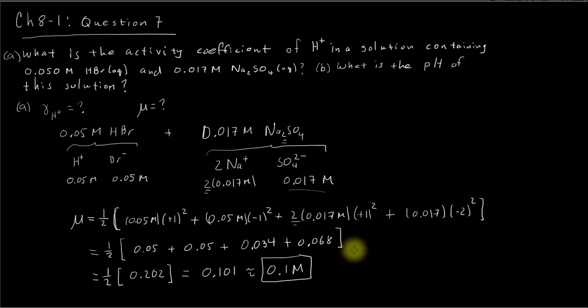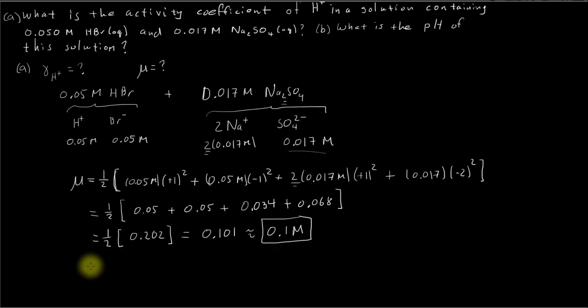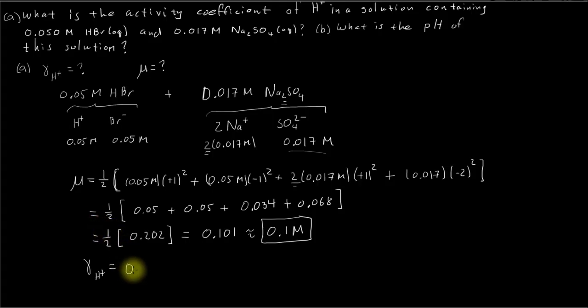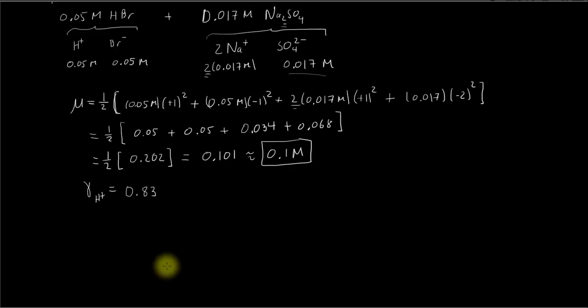So now we just need to go to our table and look up the corresponding activity coefficient for H+. So let's go to our table. So here's our table. Here are our columns for ionic strength. Here is 0.1. Here's H+ right at the top, so 0.83. So for part A, the answer to the question, what is the activity coefficient of H+ in the solution? It is 0.83. Remember, this is a unitless number, so we don't have to write down any units. So very good. There's the first part of the problem.